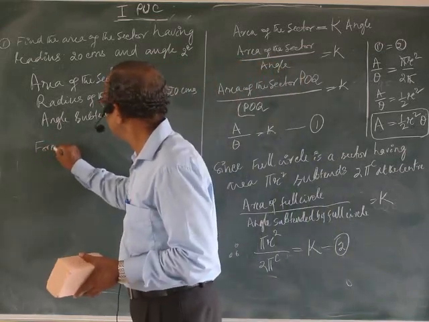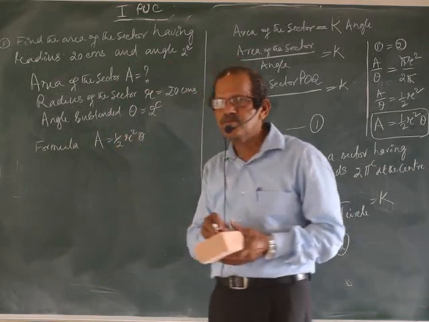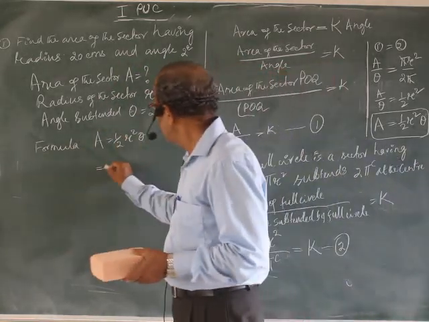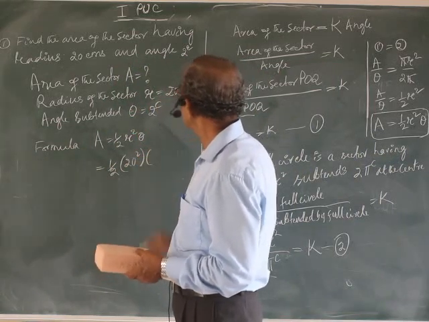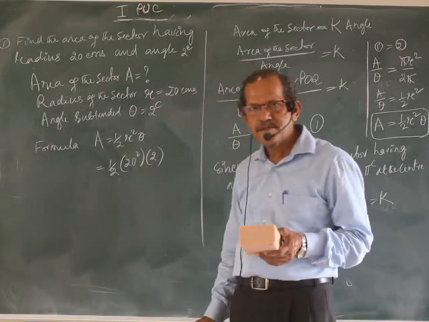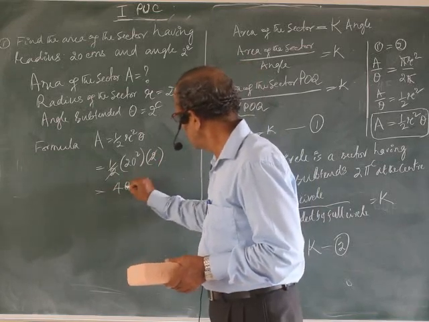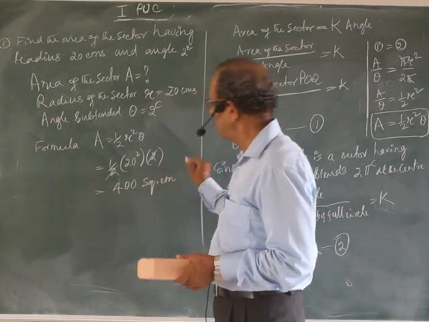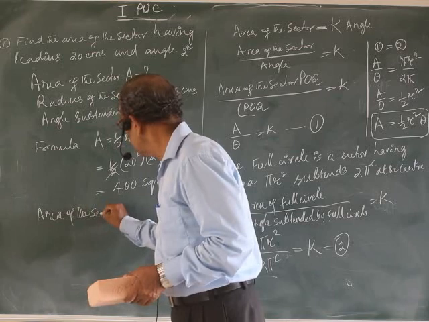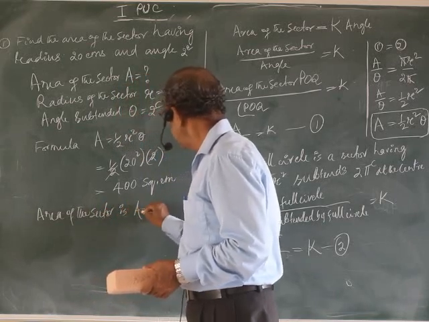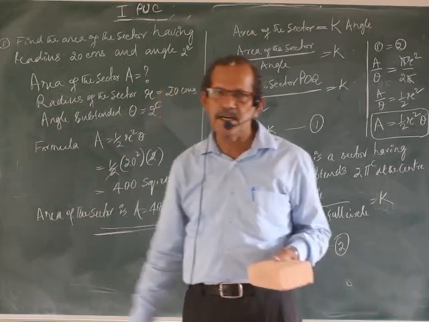Formula is A equal to half r square theta, or half into radius square 20 square into theta 2 radian, or 2 cancels, 400 square centimeters. Area of the sector is A equal to 400 square centimeters, only this much.